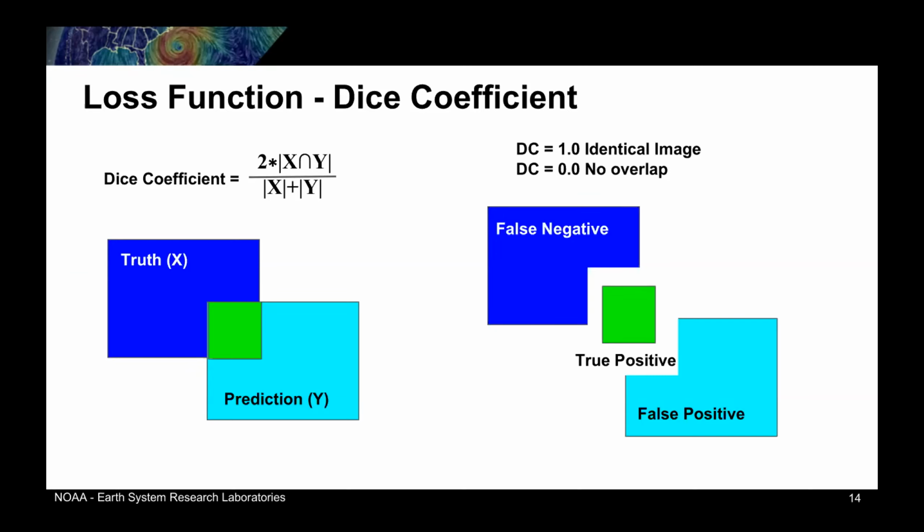So we're trying to increase the amount of our true positive. Again, if we get our dice coefficient to 1, this indicates we have an exact match. So to turn this into a loss, you can just take 1 minus the dice coefficient to turn it into a loss function. We can look at what this looks like in code here.